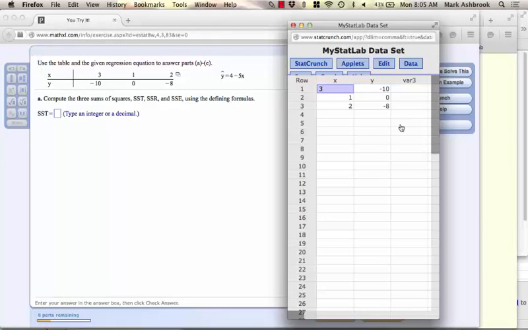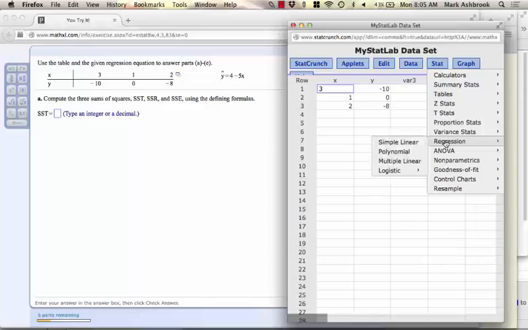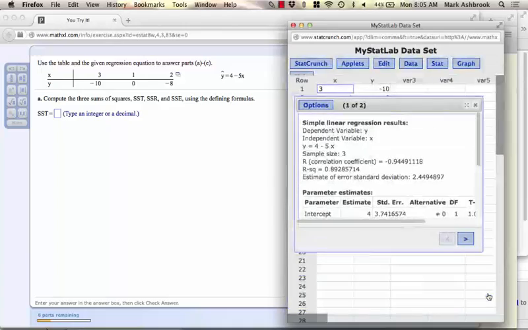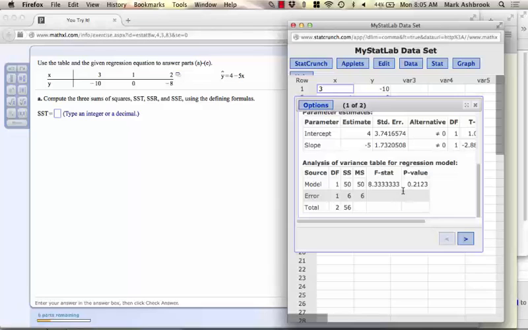So we're going to go to, again, same thing as before. Go to Stat, and we're still doing regression, simple linear. It's just now that we're going to use some of these other numbers we didn't use before. So now if you come down here and look at the analysis of variance table for the regression model, here you see SS, sum of squares. So here's SS total, 56.